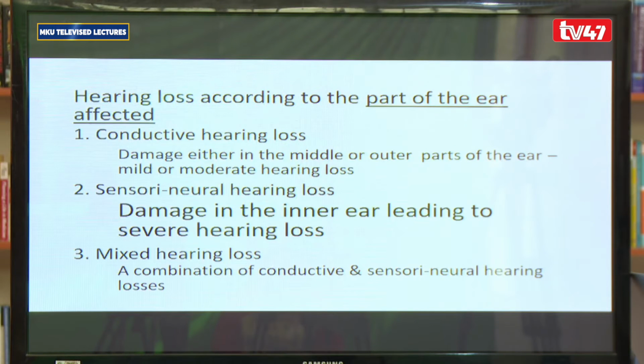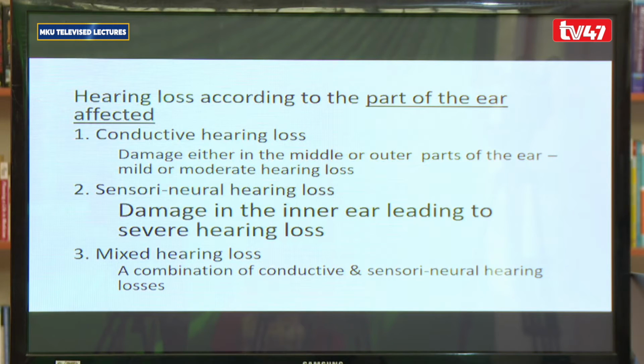Then the other categorization is when you look at which part of the ear has been affected. And here we have three different groups. Conductive hearing loss. This is hearing loss that comes as a result of damage either in the middle ear or the outer part of the ear. Usually it leads to mild or moderate hearing loss.